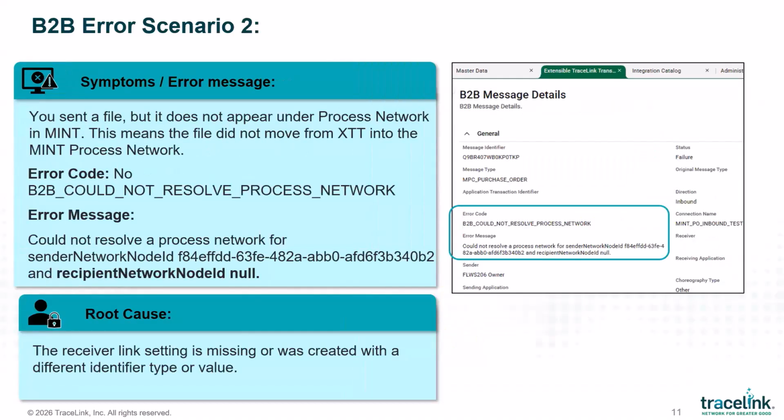B2B error scenario 2. If your file doesn't appear under Process Network and Mint, please first check XTT B2B messages to see whether the file failed with the error message Recipient Network Node ID null. This usually means the receiver link setting is either missing or doesn't match the identifier type and value received in the file. To resolve this, please review the receiver link setting and make sure the identifier type and identifier value match the file exactly. If the link setting does not exist, create it. If it exists but has a different identifier type or value, update it, then resend or reprocess the file.